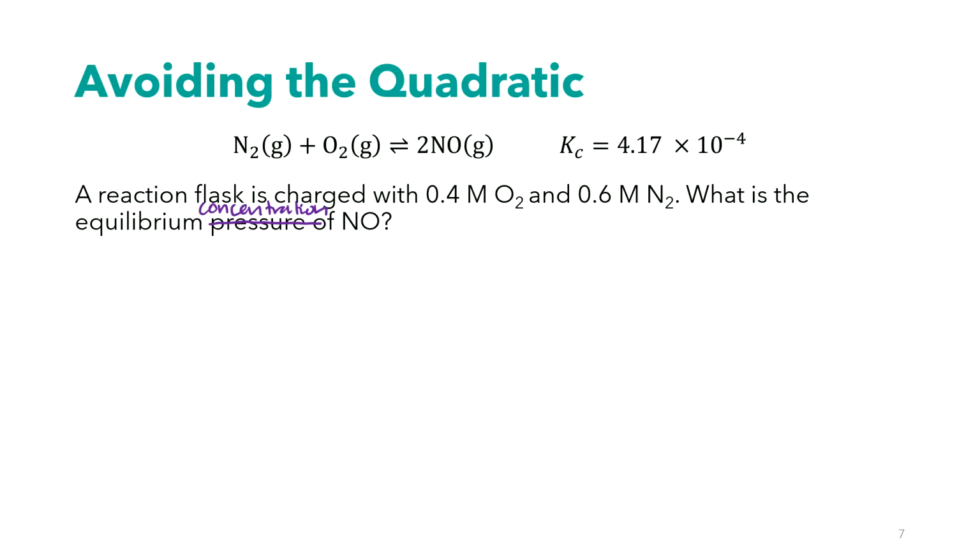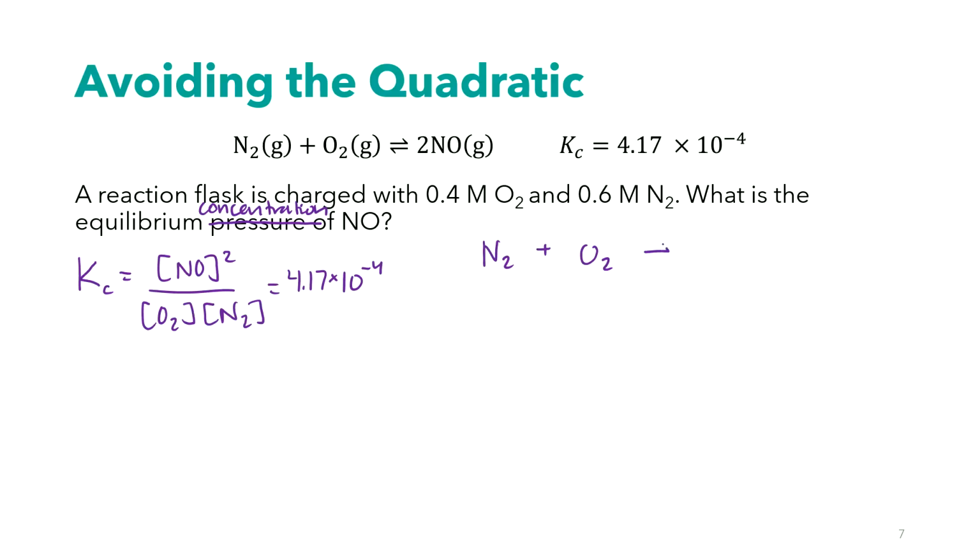But now I haven't started with equal amounts of O2 and N2. All right, so that's going to be problematic for us when we want to take the perfect square. So KC, we still have the same expression. Still equals the same thing. But now, when I set up my ICE table, and I think I set it up this way before, so I'll stay consistent. Now I have 0.6 of my N2 and 0.4 molar of my O2.